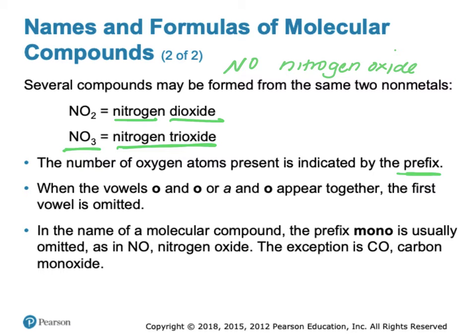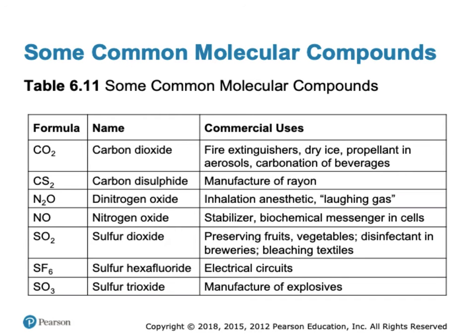In the name of a molecular compound, such as the binary compound, okay, you typically omit the prefix mono. The exception to this rule is going to be carbon monoxide. Okay. In all other binary compounds, similar to what I wrote above, you omit the mono, except for carbon monoxide. Okay. So table 6.11 lists some common molecular compounds.